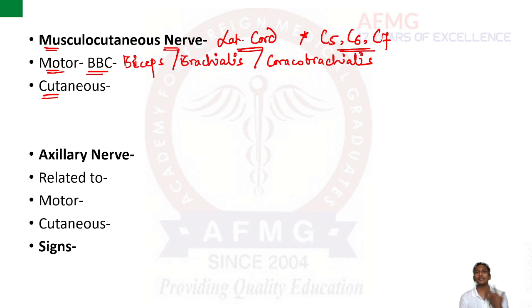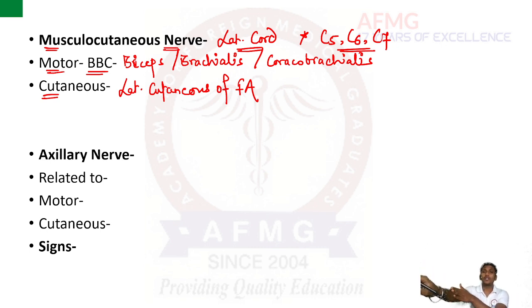Next, the sensory or cutaneous innervation of your musculocutaneous nerve: the terminal branch of the musculocutaneous nerve would be responsible for sensory innervation, and that is your lateral cutaneous nerve of forearm. So please remember, the lateral cutaneous nerve of forearm is the terminal branch of the musculocutaneous nerve. So any sensations of the skin over the lateral aspect of the forearm would be carried by the branch of the musculocutaneous nerve. Right? So please remember this.